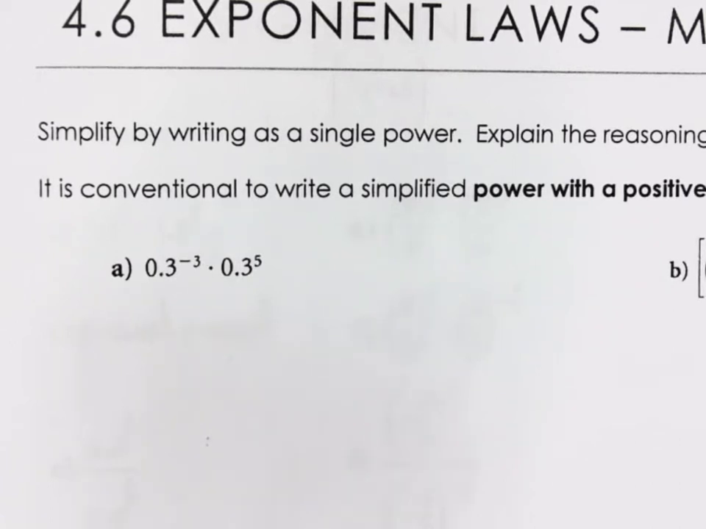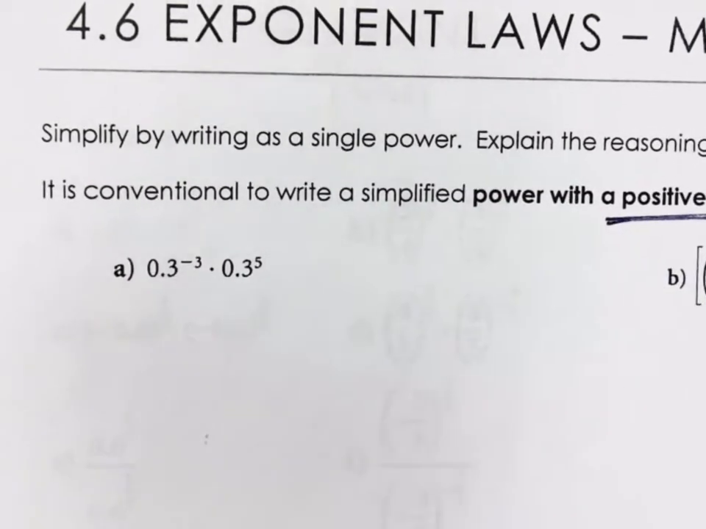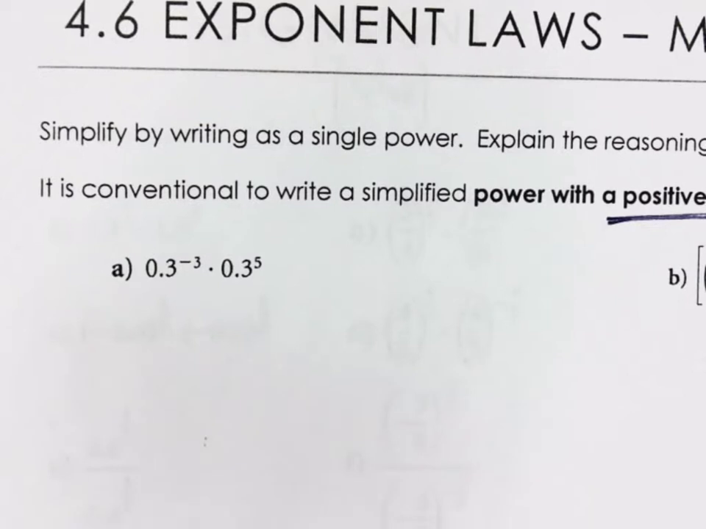So this part says simplify by writing as a single power. It says explain the reasoning, but we'll talk about the reasoning instead. And what we're going to do is we're going to write all our answers with a positive exponent. Okay. So let's look. So this is going back to the rules.